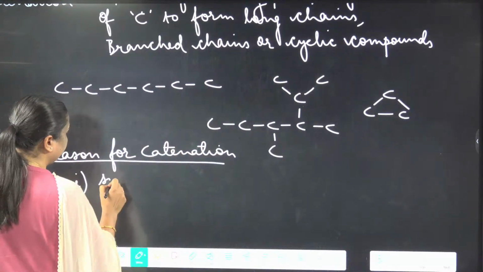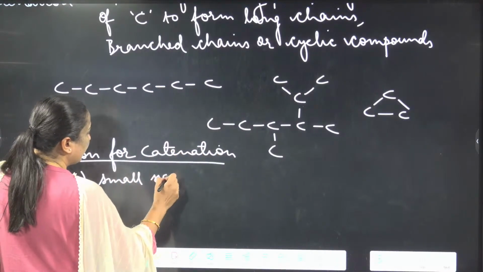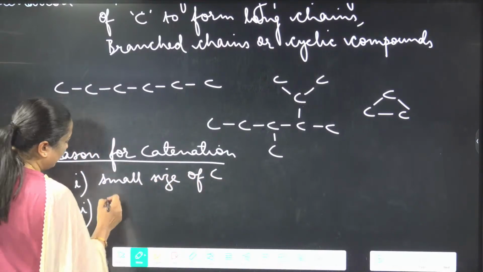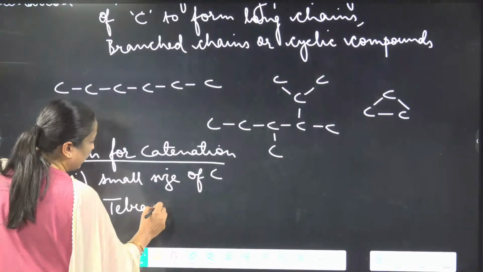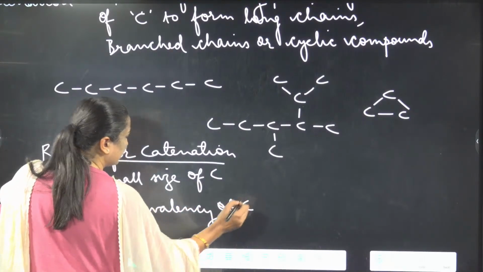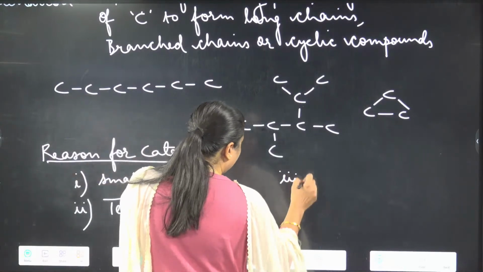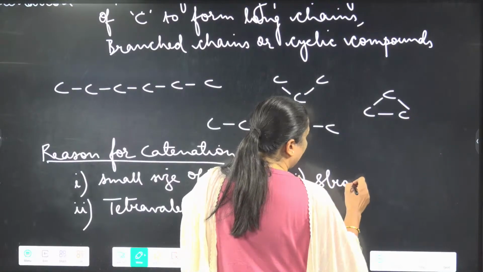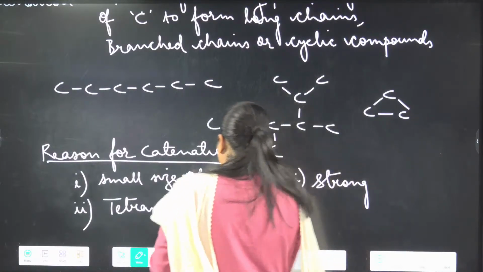First one is small size of carbon. Second one is tetravalency of carbon. And the next one we are having is strong bond. Or else it can form multiple bonds.